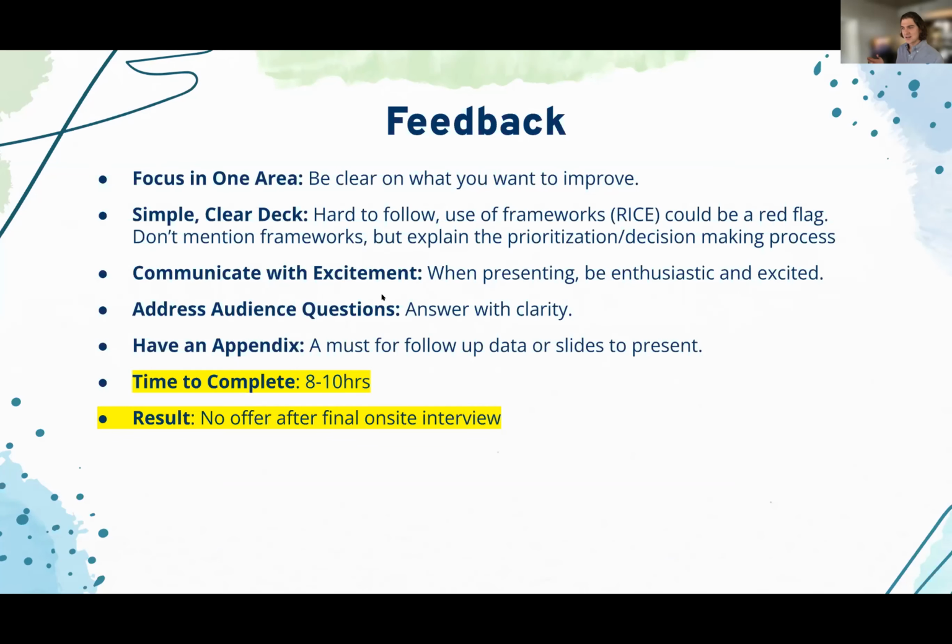And in this case, unfortunately, there was no offer given for this interview, and they didn't move me to the final onsite. And it took me almost 8 to 10 hours to complete this. So again, try to be mindful of your time. So this is feedback area 1.